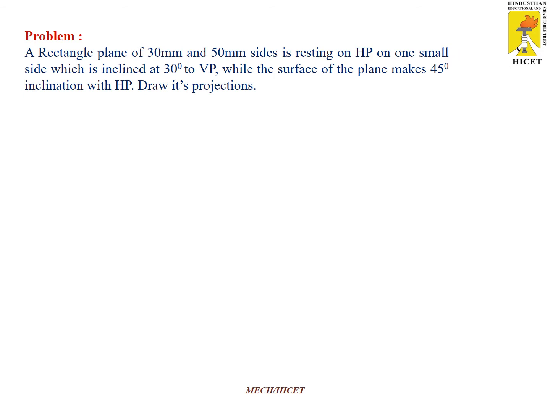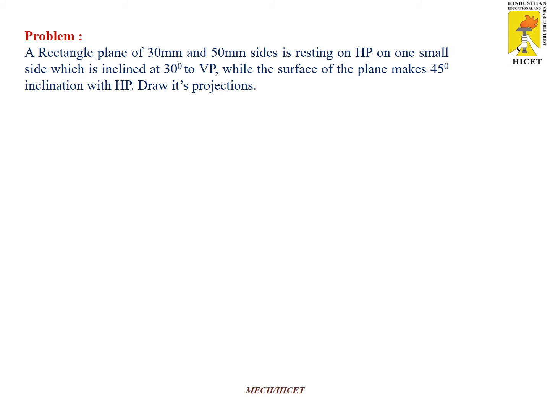Here the given question is: a rectangular plate of 30 mm and 50 mm side is resting on HP on one of its sides, which is inclined at 30 degrees to VP, while the surface of the plane makes 45 degrees inclination with HP. Draw its projections. So they asked to draw its projections.